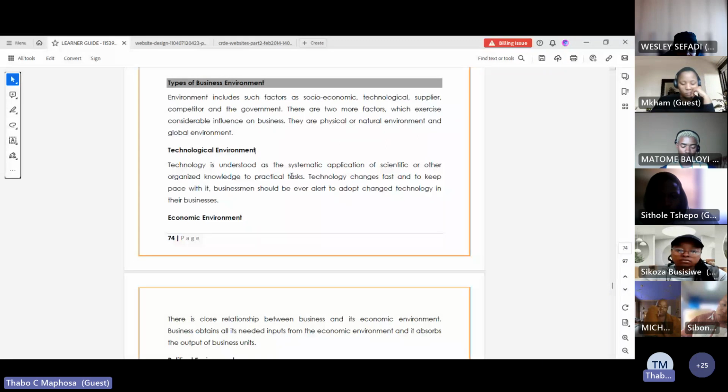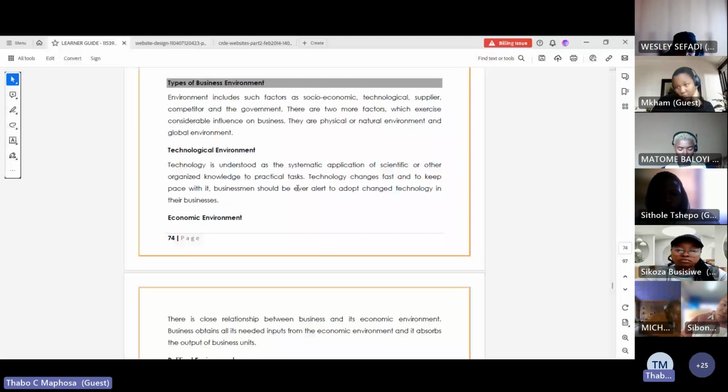Now, when I'm talking about the technological environment here, they're talking about the systematic application of scientific and other organized knowledge to practical tasks. So now, one thing that we know about technology is that it changes fast, and each business has to be able to keep up with that. Because if a business doesn't keep up with technology, it dies out. Simple like that. So businesses should be able to adopt the changing technology in their businesses. Otherwise, it becomes a dinosaur. Someone comes with something better.